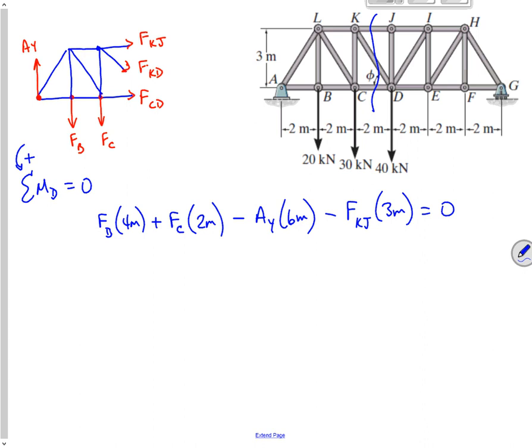So now we solve for KJ. We find it's minus 66.7 kilonewtons, or 66.7 kilonewtons, and it's in compression. It's in compression because I got that negative number there.